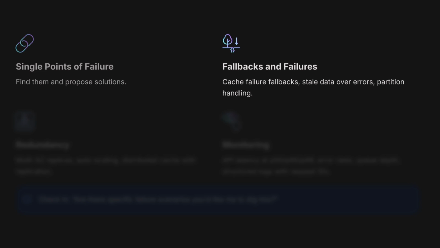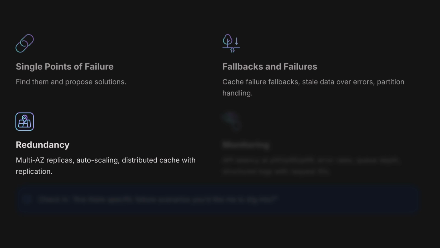This is where you will talk about fallbacks and failures. For example, whether you have mechanisms to fall back to a slower but functional path in case something goes wrong. Here you can also expect to talk about redundancy, like multi-availability zone replicas for high availability, application servers that auto-scale across availability zones, distributed caching with replication, and so on.